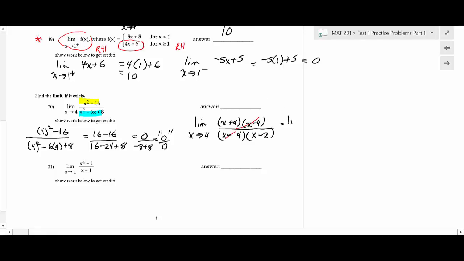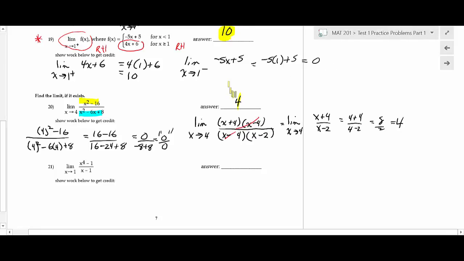So you're going to be left with the limit as x goes to 4, and what you're left with is x plus 4 over x minus 2. So plug it in, you're going to have 4 plus 4 over 4 minus 2. So that's 8 over 2. So that would end up being a value of 4. So that's the answer to that limit.